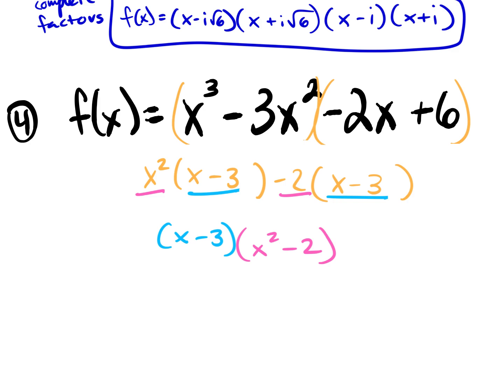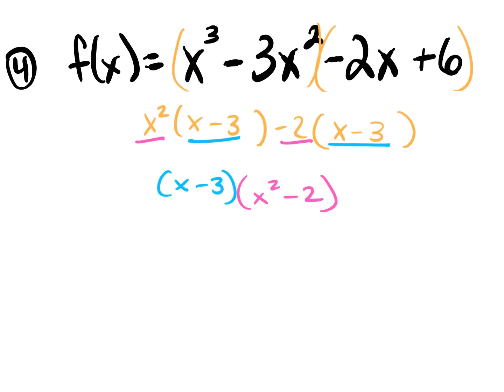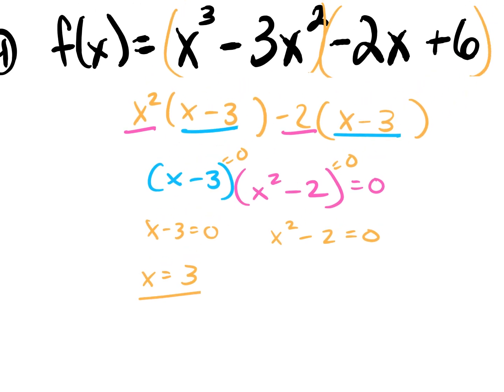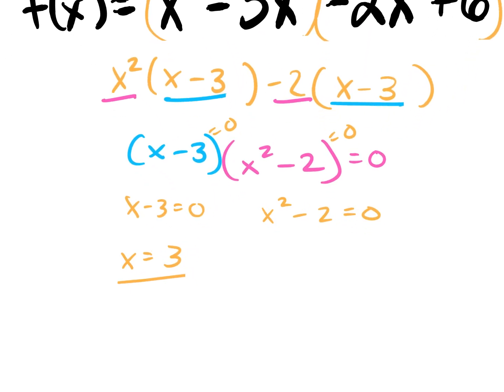So if you took out your GCFs and your insides didn't end up being exactly the same, you either took out the wrong GCF or you can't group them. So now we'd set this equal to 0. So x minus 3 equals 0, and x squared minus 2 equals 0. So x equals 3. It's one of our answers. How many are we looking for here? 3. So we've got 2 more left to find.